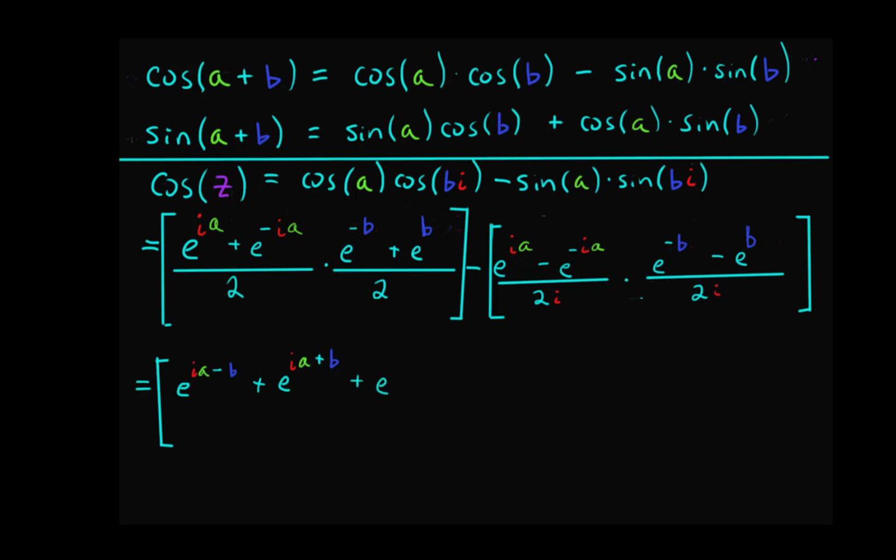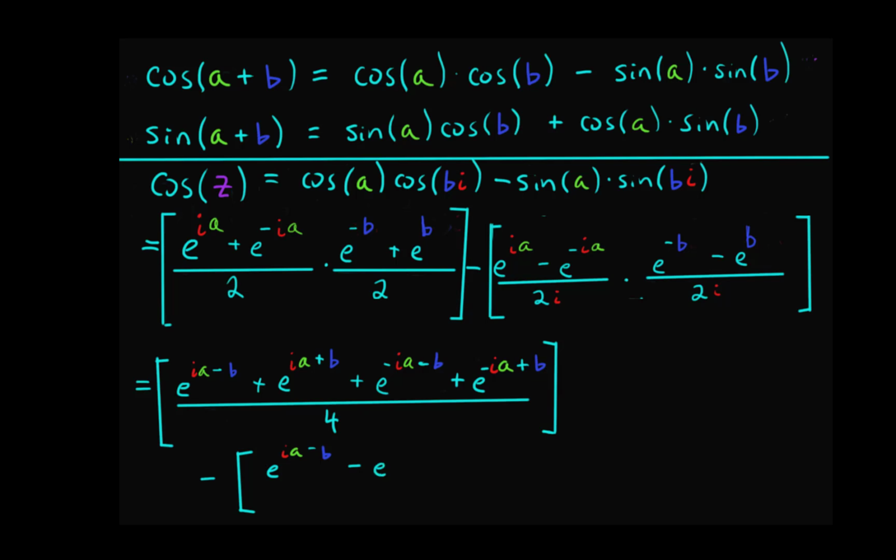Okay, plus e to the negative i times a times e to the negative b, so just e to the negative i times a minus b, plus e to the negative i times a plus b. So that multiplied the terms in the numerator, and then the denominator is just 4. Okay, so I'll close the brackets there. And this is going to be minus, open bracket, e to the i times a times e to the negative b, so minus b, minus e to the i times a plus b.